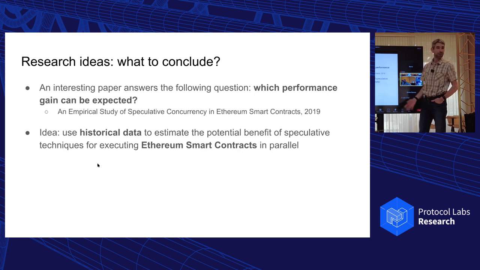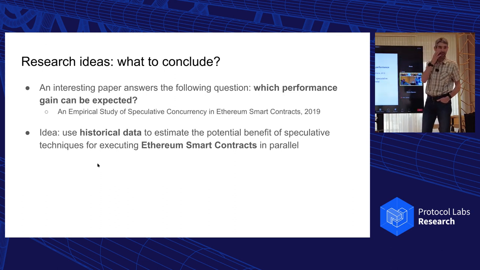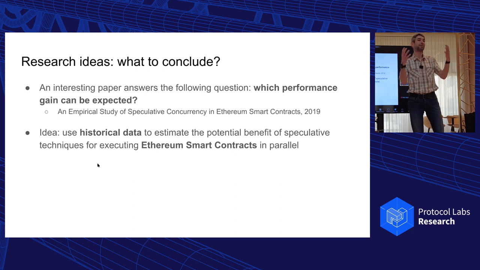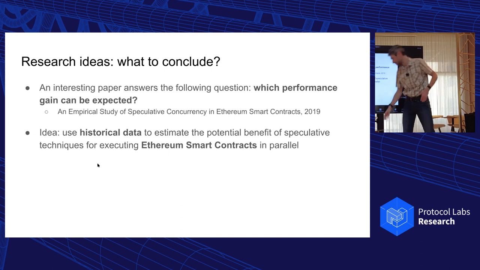What should we conclude on all these research ideas? There is something nice to draw a conclusion. This is this paper from 2019, because basically it answers the following question: which performance gain can we expect? The idea is that it uses historical data from Ethereum, and tries to estimate the potential benefit of speculative execution. Speculative execution means executing the smart contracts in parallel.